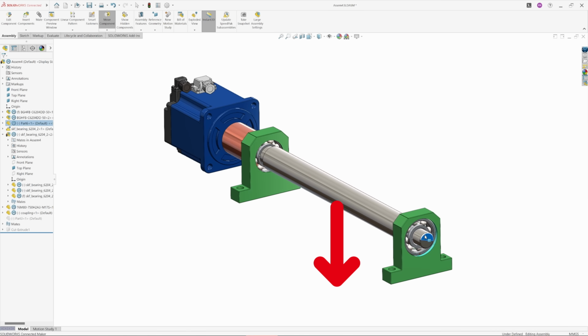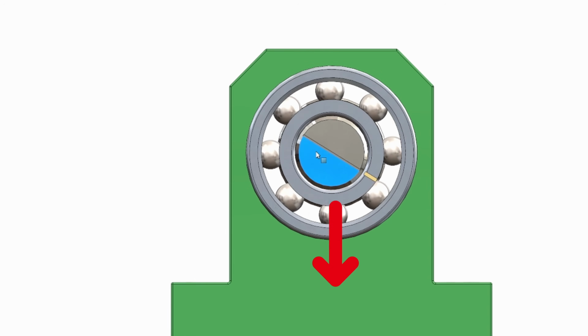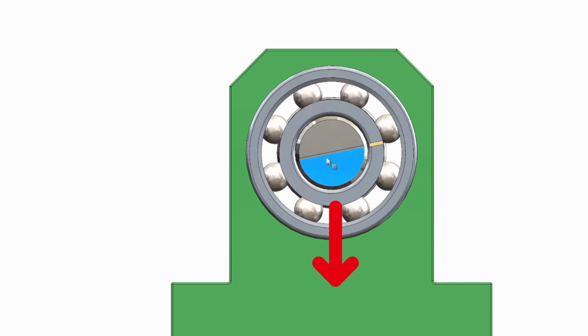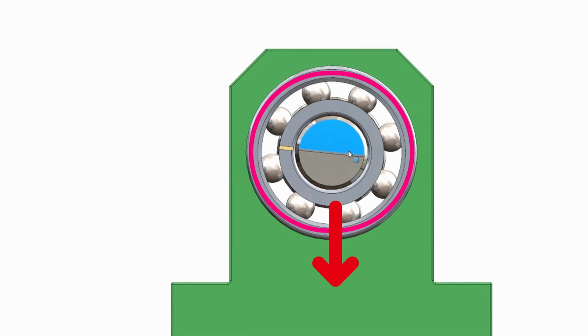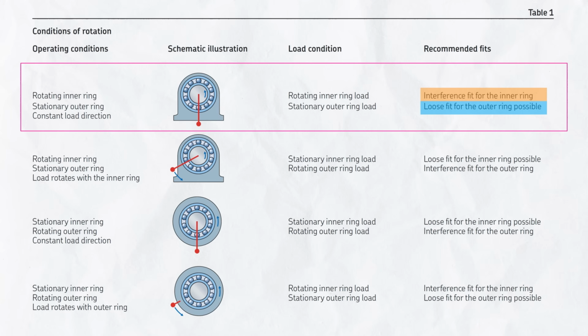So in this condition, the direction of load is in relative motion with the bearing inner ring, because the direction of the load is not rotating with the inner ring. The direction of the load is constant downward, but the inner ring is rotating. So the inner ring should have an interference fit. And as the outer ring is not rotating, meaning there is no relative motion between the direction of the load and the rotation of the outer ring, we can keep the outer ring with a clearance fit.